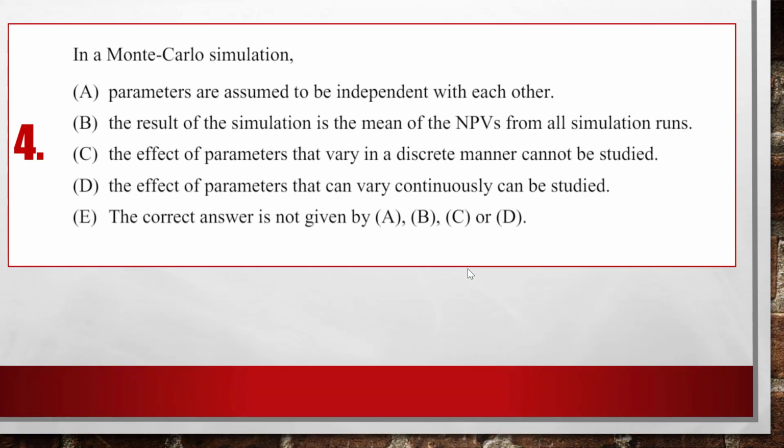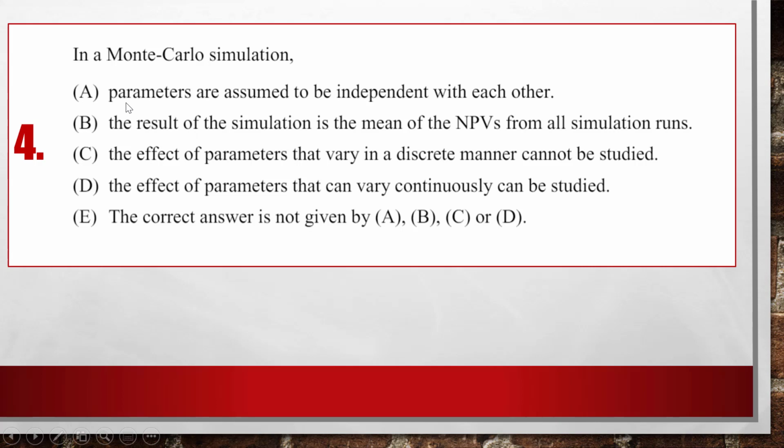Number 4. In a Monte Carlo simulation, A. Parameters are assumed to be independent of each other. B. The result of simulation is the mean of the NPV from all simulation runs. C. The effect of parameters that vary in a discrete manner cannot be studied. D. The effects of parameters that can vary continuously can be studied. E. The correct answer is not given by A, B, C, or D. So let's consider one by one.